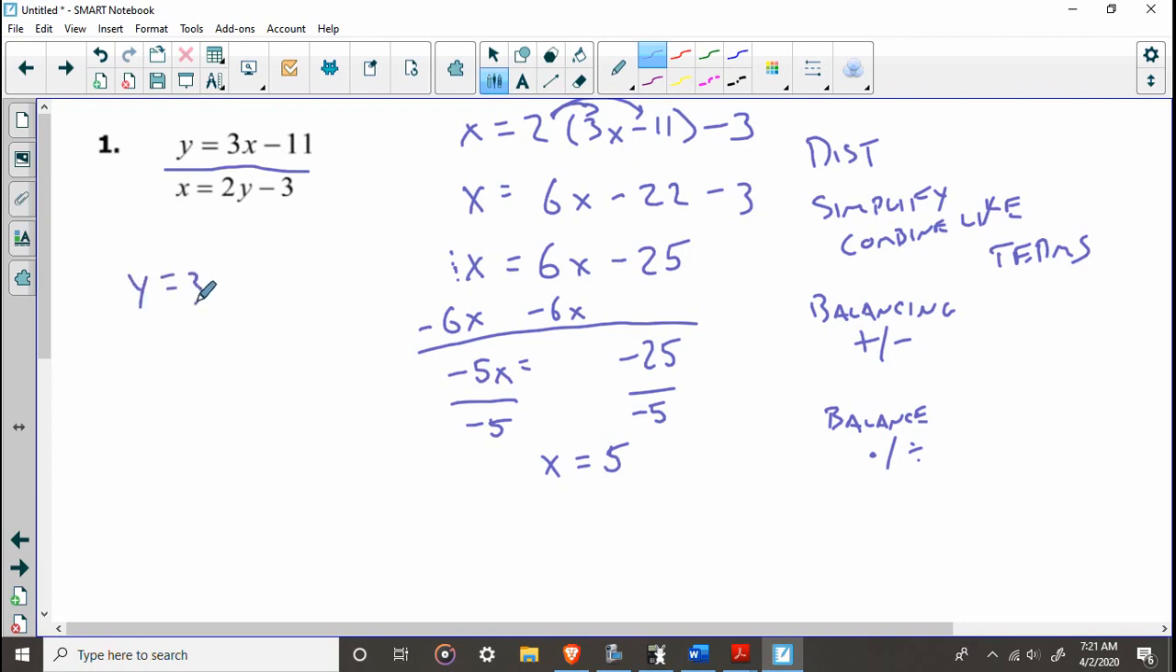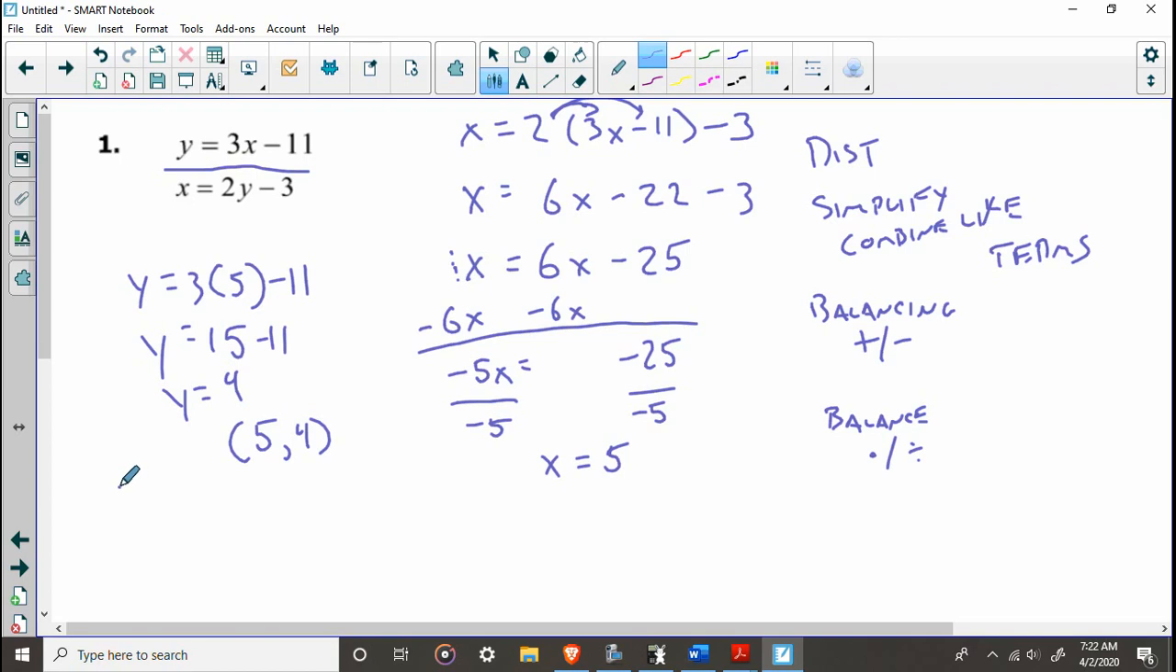y is equal to 3 times 5 minus 11. 3 times 5 is 15, and 15 minus 11 is 4. So what is our final answer? 5, 4. x is 5, y is 4.